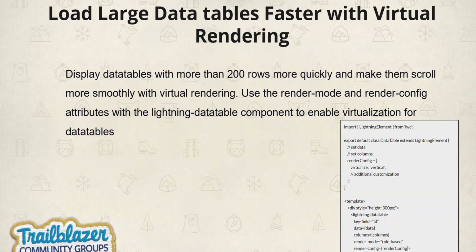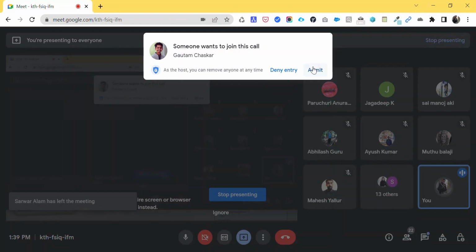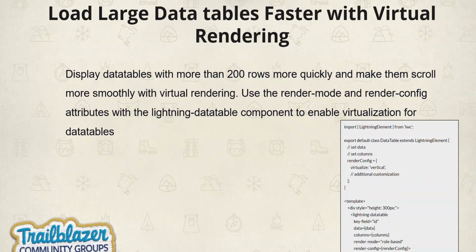So here you can see the new features. This is the second feature under LWC: load large data tables faster with virtual rendering. Previously we had only the simple data table, and we had some limitations under the data table. Why? Because you cannot use the data table on mobile devices. This is the one problem, right?